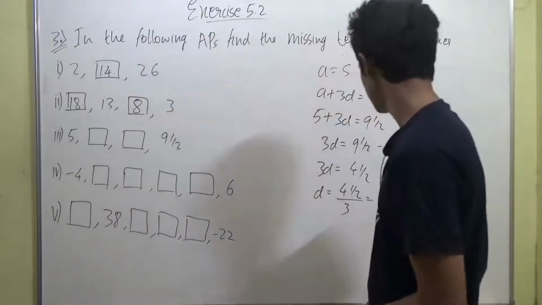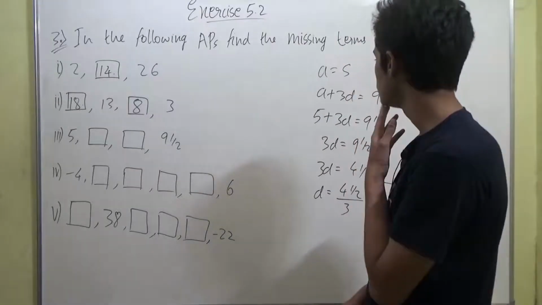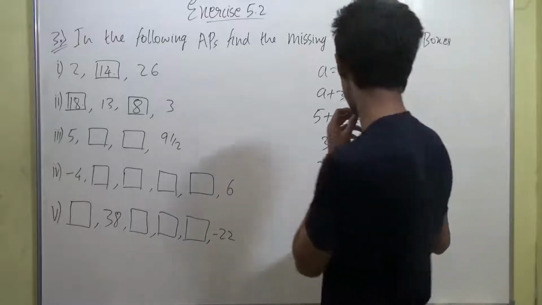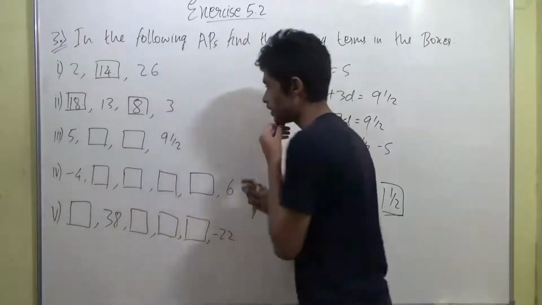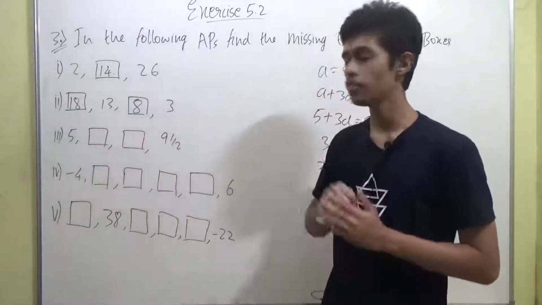Correct now? Is it correct or not? Plus 3d, 3d equal to 4 and a half. So d equal to 1 and a half. Yeah, guys, it's correct.